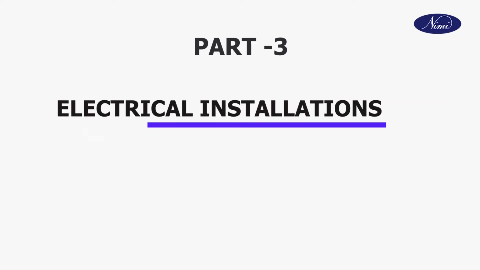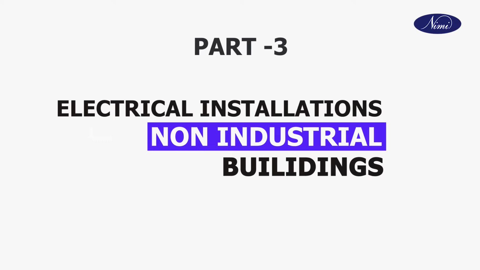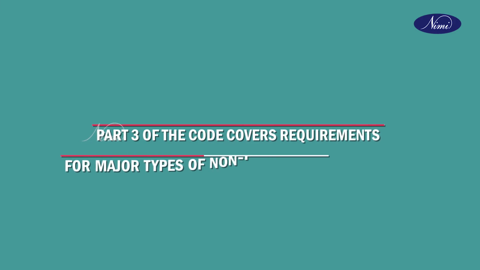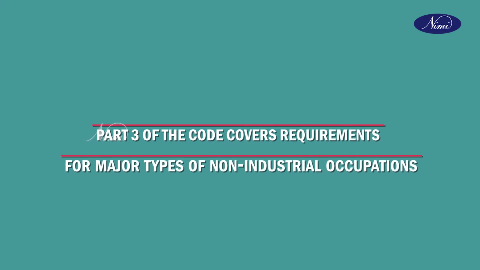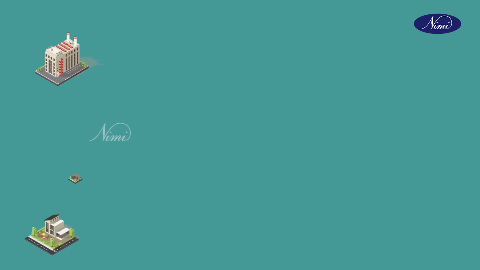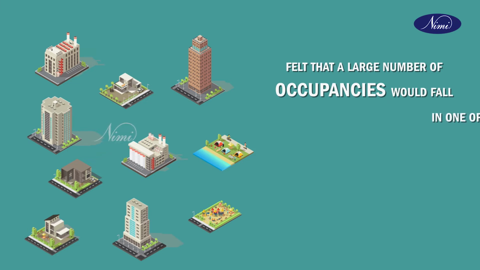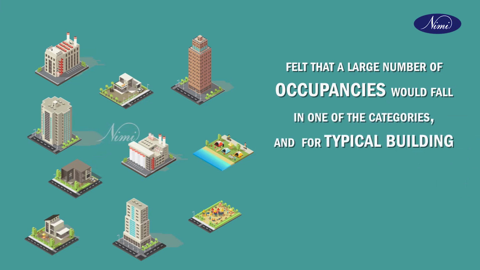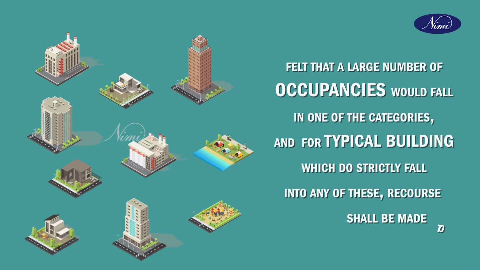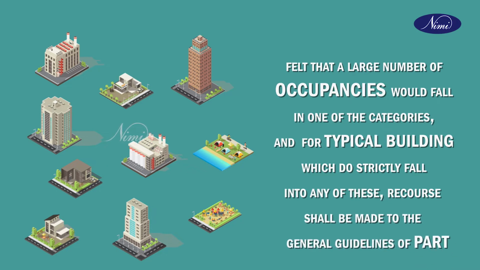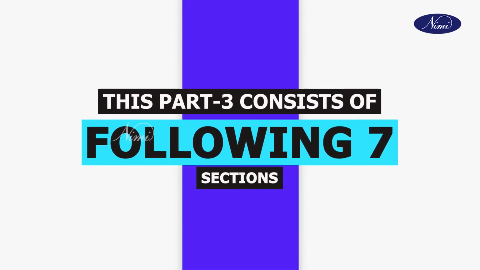Next is Part 3, electrical installations in non-industrial buildings. Part 3 of this code covers requirements for major types of non-industrial occupancies. It is felt that a large number of occupancies would fall in one of the categories, and for typical buildings which do not strictly fall into any of these, reference shall be made to the general guideline stipulated in Part 1. This Part 3 consists of the following 7 sections.